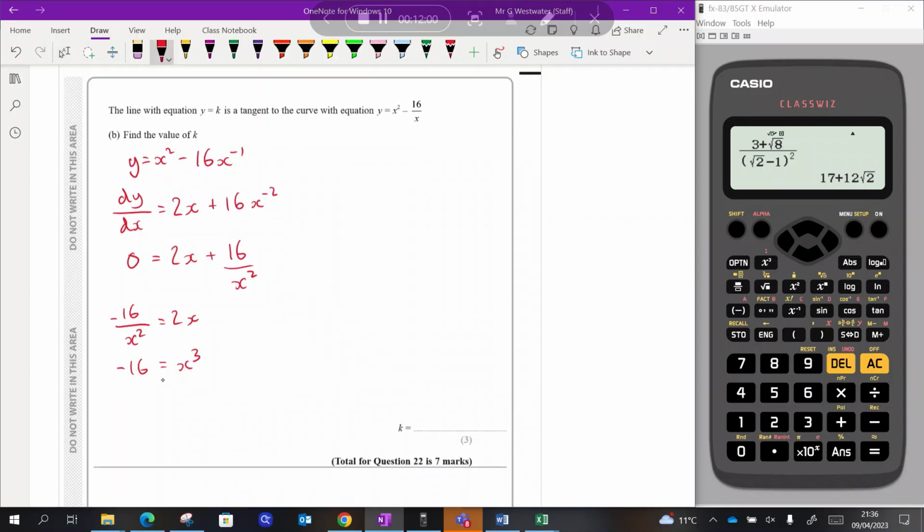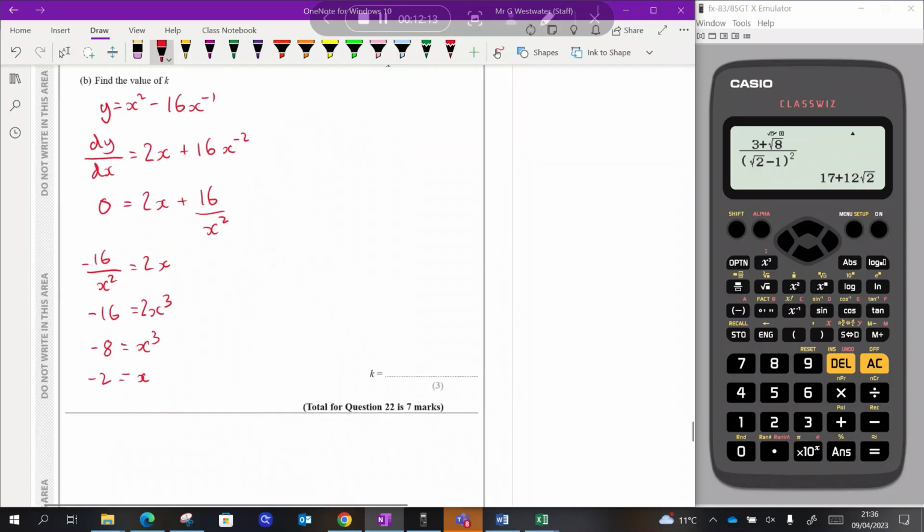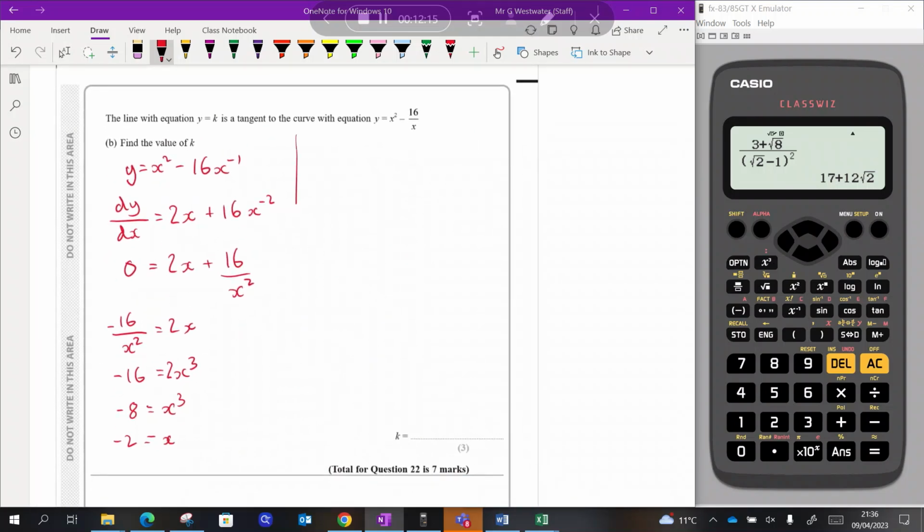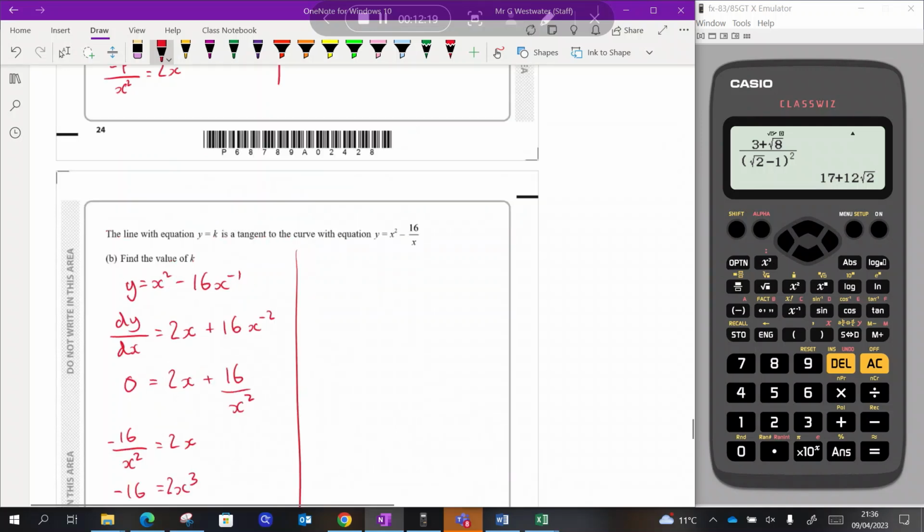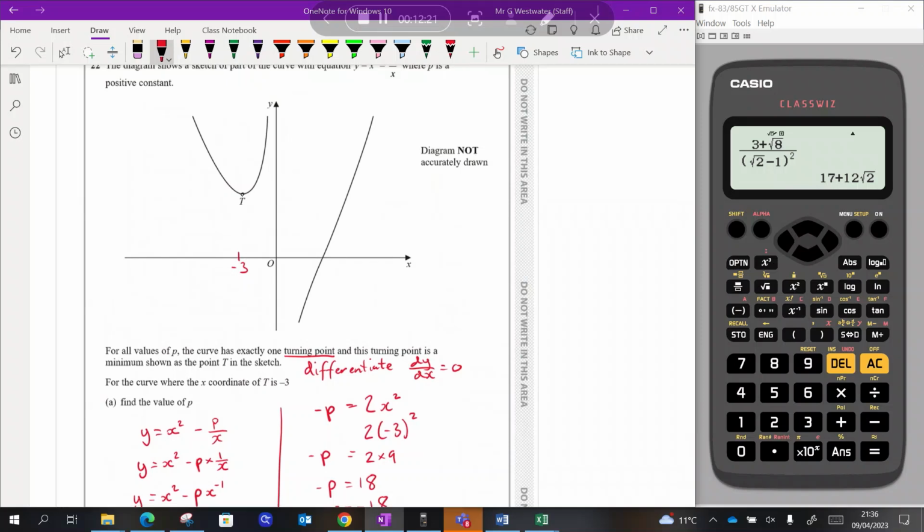And therefore minus 8 equals x cubed. And cube rooting that, x equals minus 2. But that's only telling us what the value of x is at this particular point. We need to know, so on our graph that would just be minus 2 here.